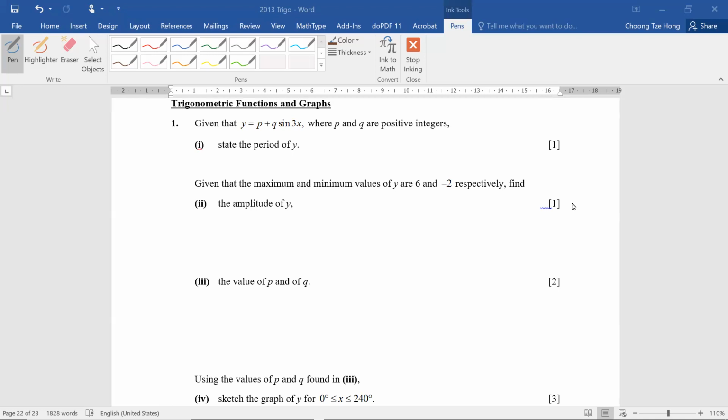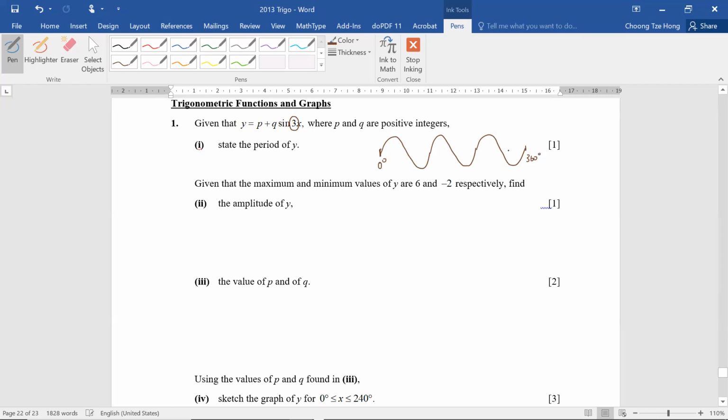Given that y equals p plus q sine 3x, where p and q are positive integers, state the period of y. Okay, so to find the period of y, we always observe this number over here. So this number over here is 3, right? So it means that from 0 to 360 degrees, you will actually see 3 complete waves. So 1, 2, and then 3 complete waves from 0 to 360 degrees.